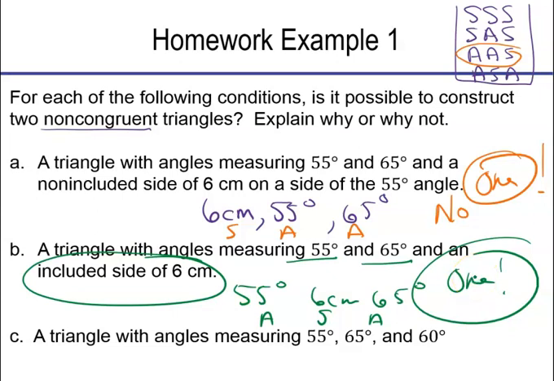Okay? Well, what about the third one? What if I had a triangle with angles 55 degrees, 65 degrees, and 60 degrees? Well, that's an angle, angle, angle situation. What do you think about that? Well, the first thing you should think is that it's not on our list, right? I could draw 55 degrees, 65 degrees, say up there, and then 60 degrees over there, or I could draw one like that.